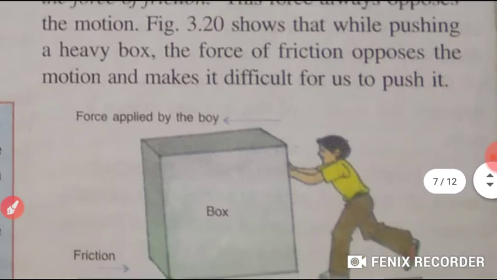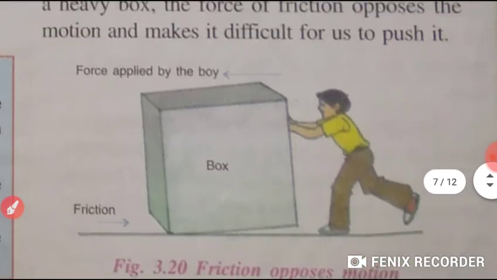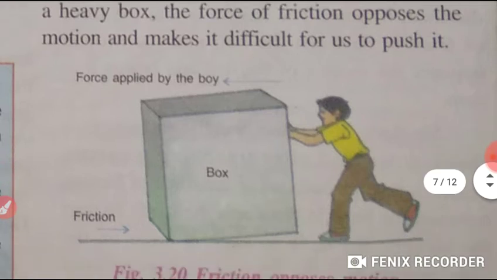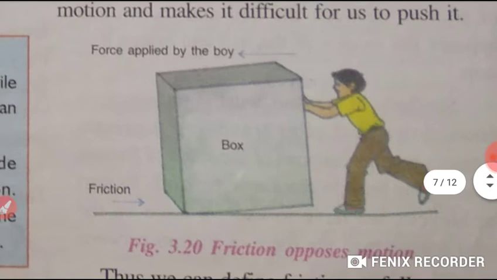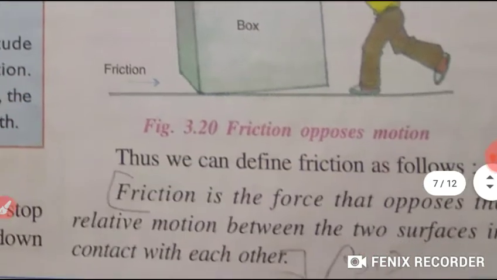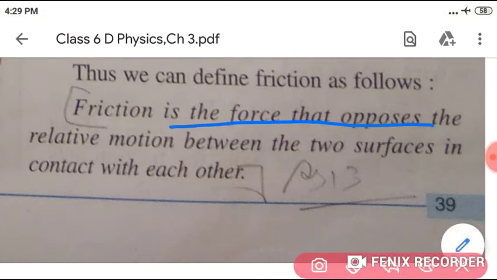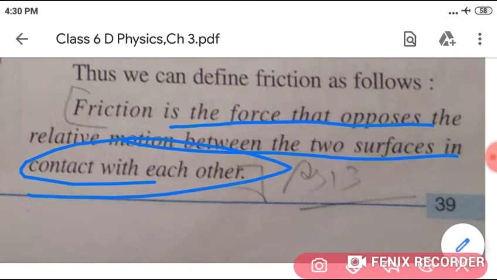Here, students, figure number 3.20 shows that while pushing a heavy box, the force of friction opposes the motion and makes it very difficult for us to push it. So we can define what friction is. Friction is the force that opposes the relative motion between two surfaces in contact with each other.